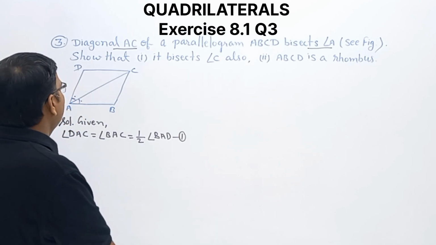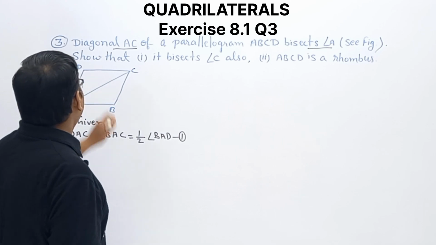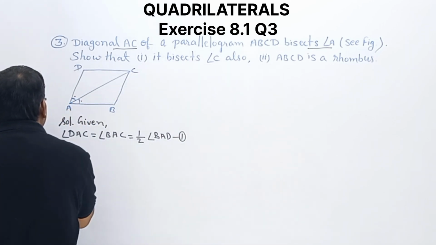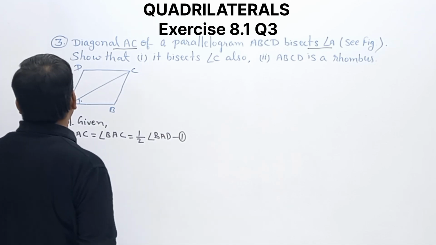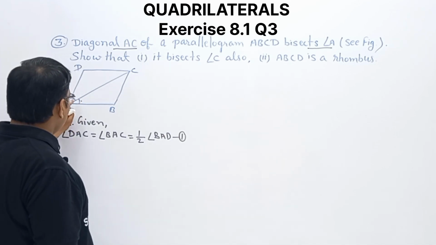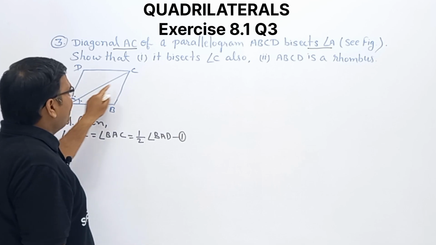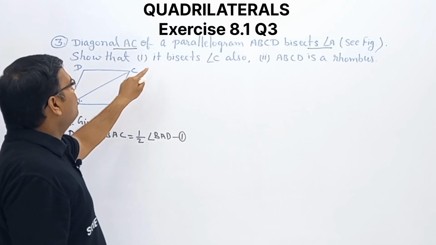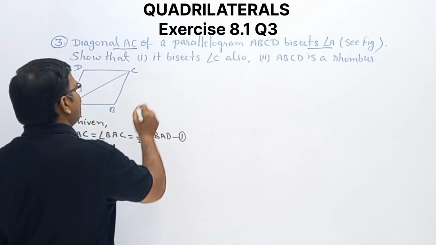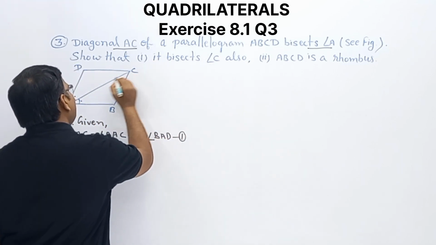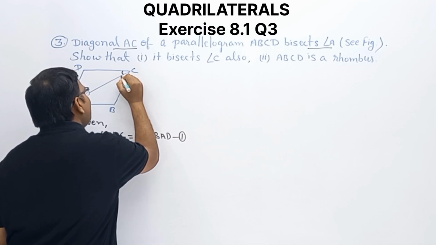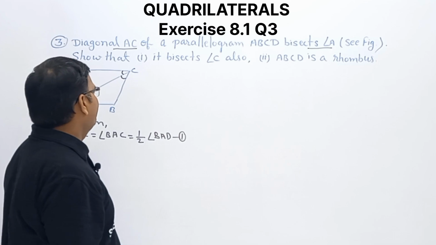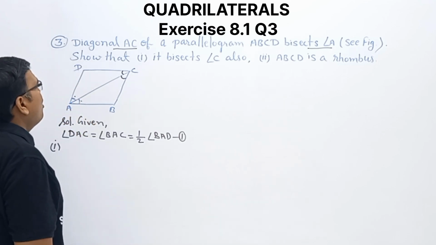Now what we want to show is that it bisects angle C also. Diagonal AC is bisecting angle A, and we want to show it bisects angle C also. This diagonal is bisecting angle C. This one we want to show. Clear? How will we show it? Observe carefully.